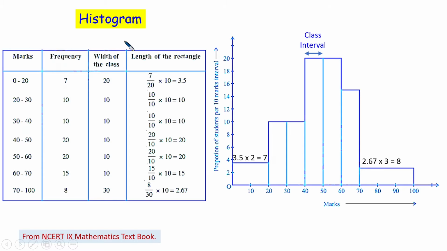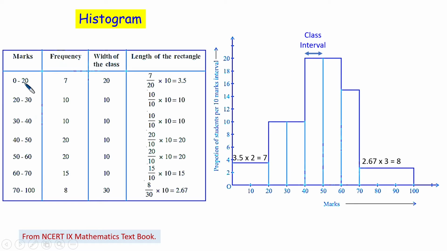Okay. So histogram, now we come to another graphical representation called histogram, and histogram is very useful for analyzing the data, and you can quantify this data as mean or median or mode. So these are the marks obtained by the students, say 0 to 20, 20 to 30. So these are the different classes, and we call these class intervals.